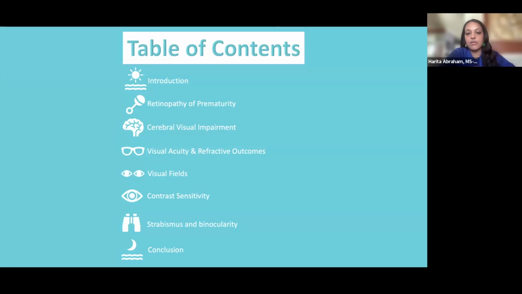And then I'm going to talk about visual fields, contrast sensitivity, and then strabismus and binocularity. And then I'm going to wrap things up with the high-level points and my thoughts on moving forward after reading through something like this. So again, I will do my best to simplify concepts and reinforce definitions so that we can all, for the most part, understand what's happening when I talk about this literature review.